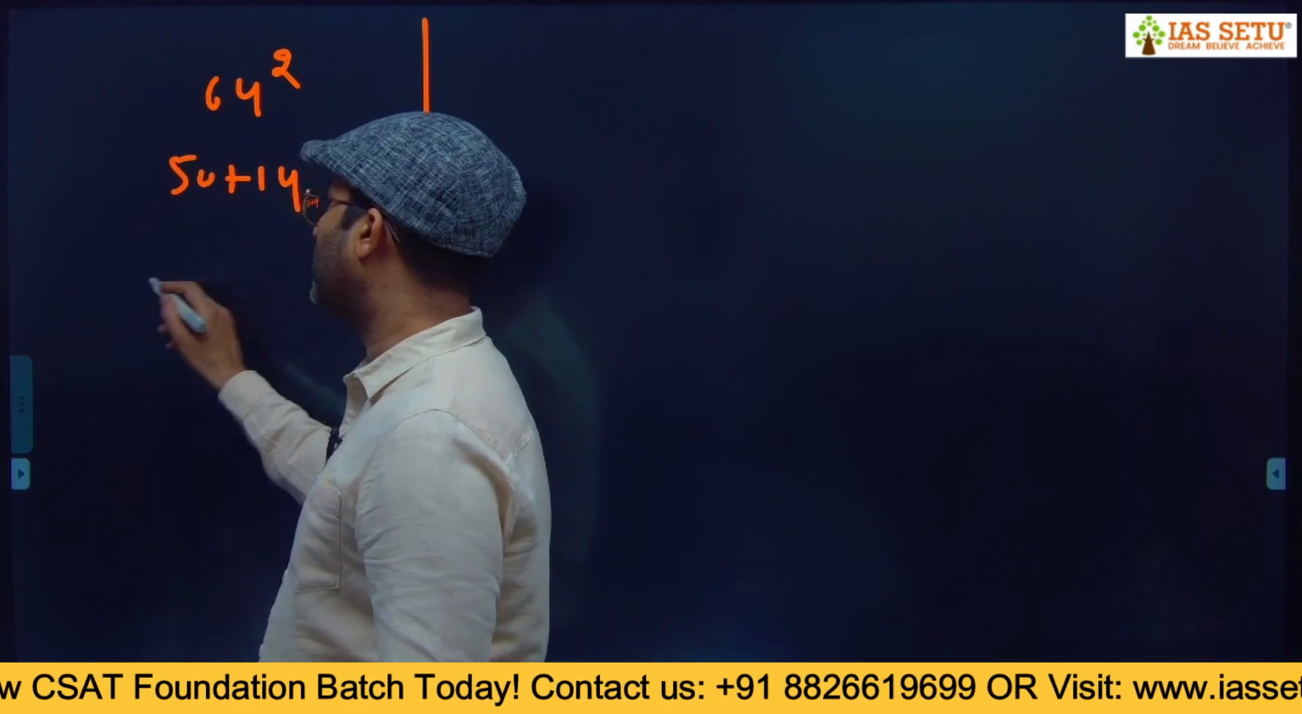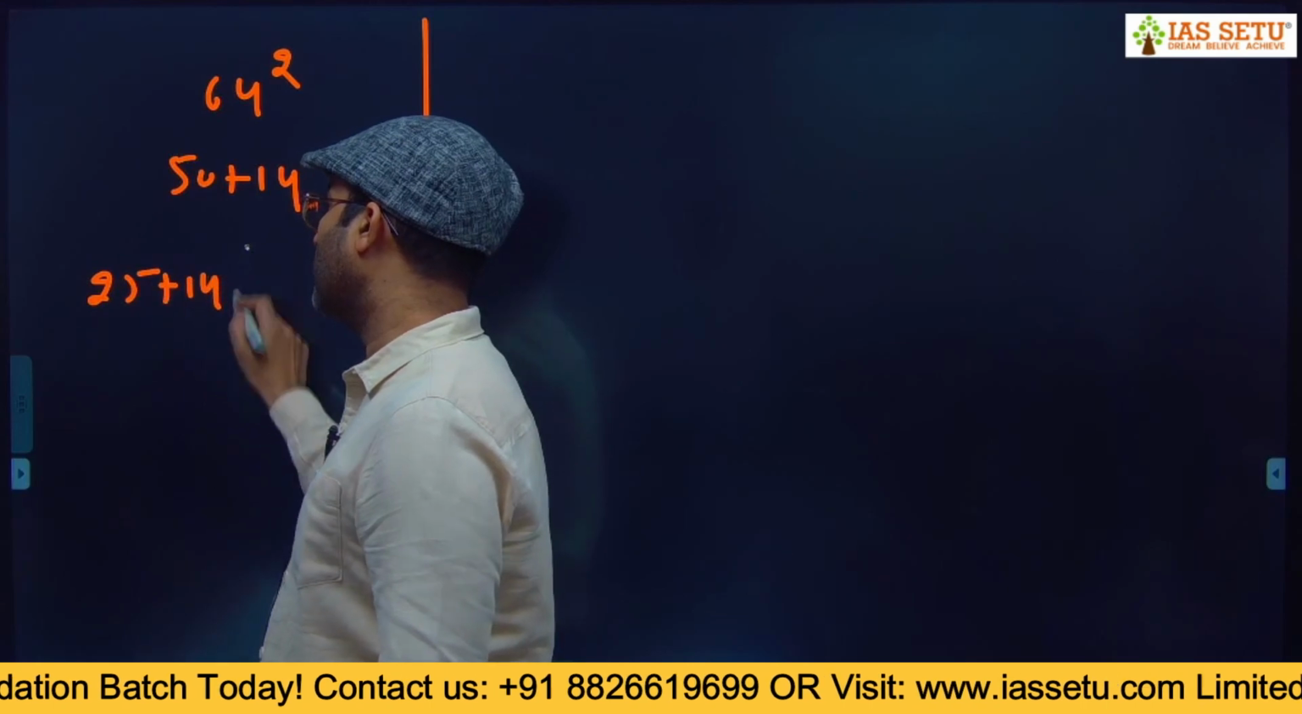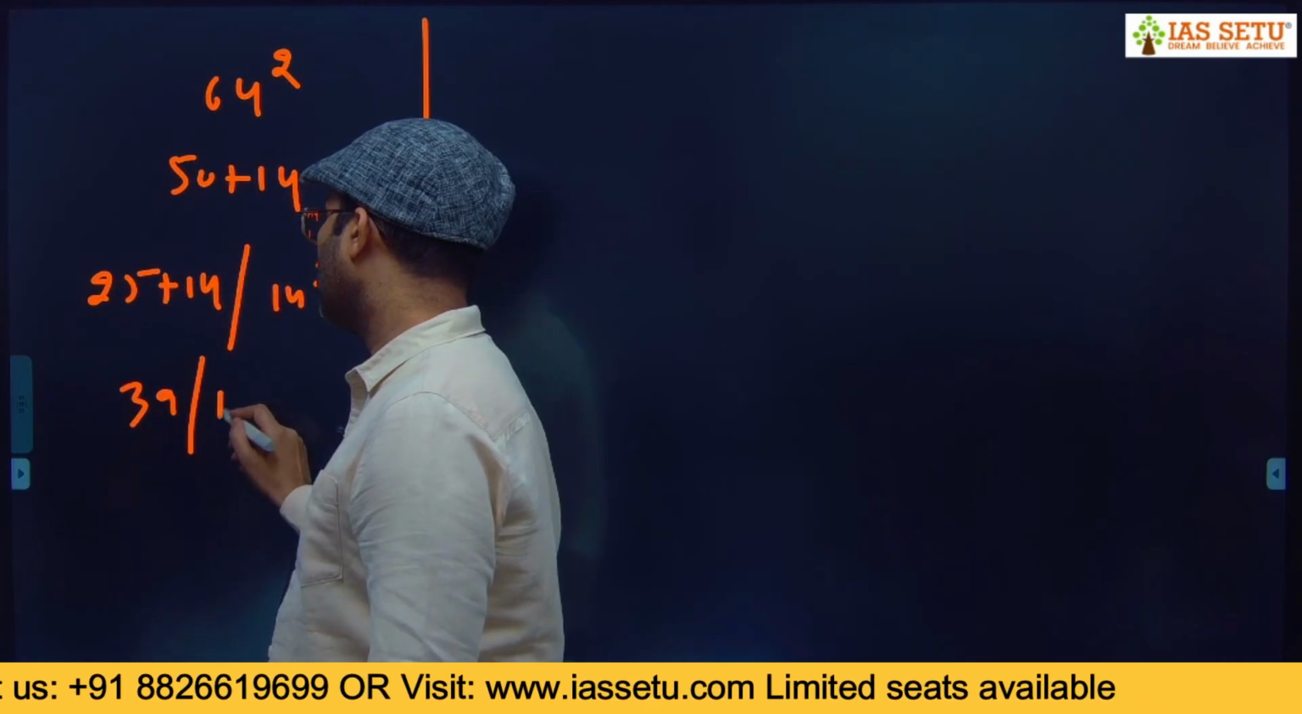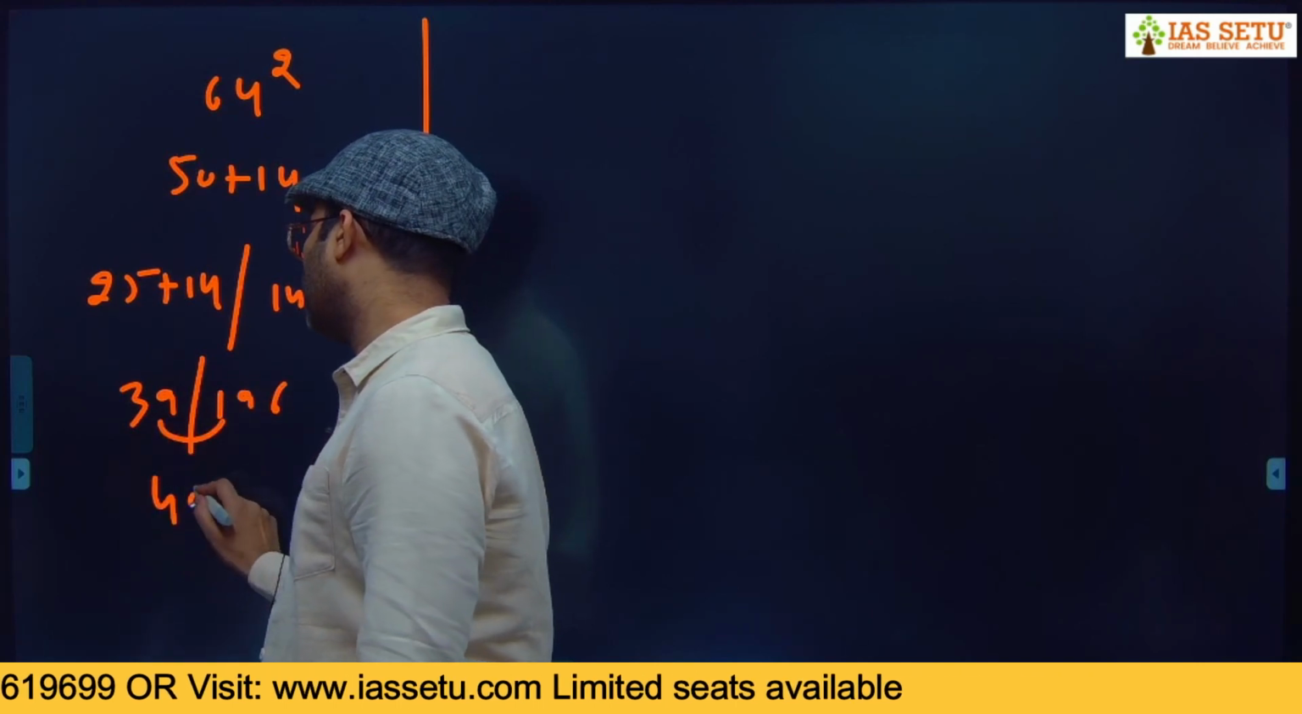50 plus 14. Left side value is 25 plus 14. 14 square. This is 39. Here 196, 1 carry forward, 4096.